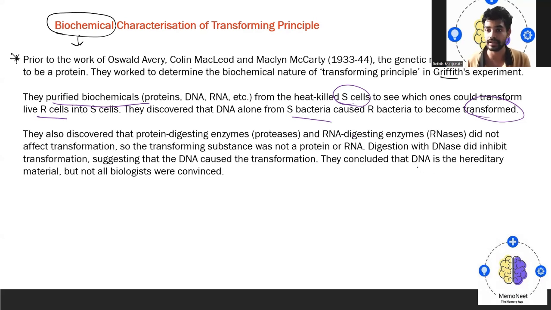So they concluded that DNA is the hereditary or genetic material, but not all biologists were convinced with this theory. Later on, many controversies arose about whether it was always DNA, what the differences might be, and whether RNA could also be a genetic material. We will be learning about it one by one.